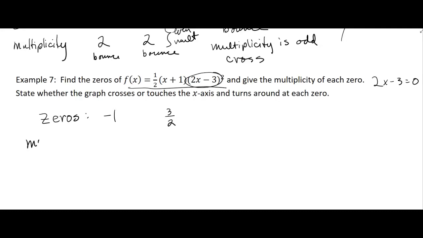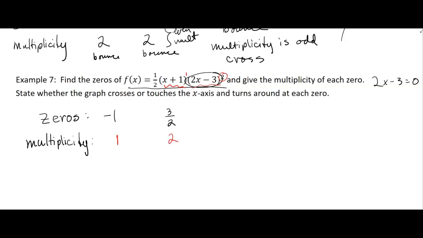I'm going to just write multiplicity underneath because you do it per zero. So for the -1, that's where we got the -1 from, that factor. What's the exponent? It's 1. So the multiplicity is 1. And then when we look at this one, that's where we got the 3/2 from, that factor. But it has an exponent of 2, so the multiplicity is 2.